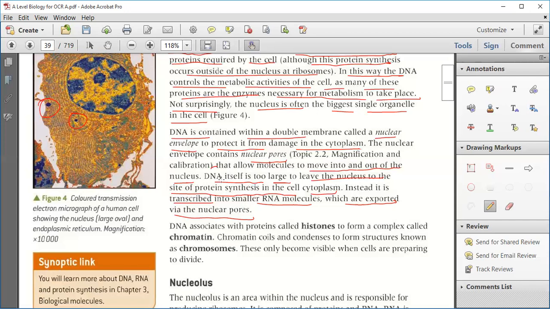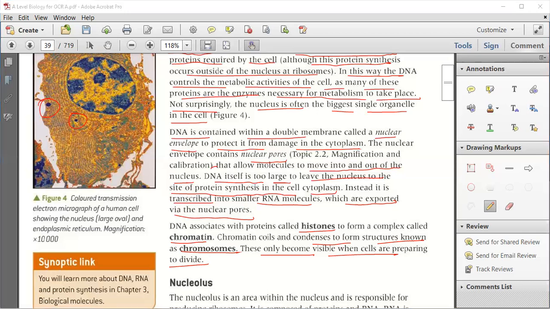Now, DNA associates with proteins known as histones to form a complex called chromatin. The chromatin coils and condenses to form structures known as chromosomes. These only become visible when they are preparing to divide. Is this topic clear?